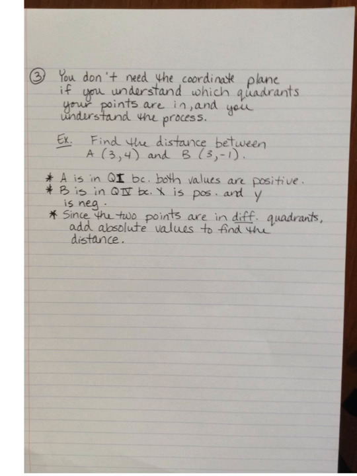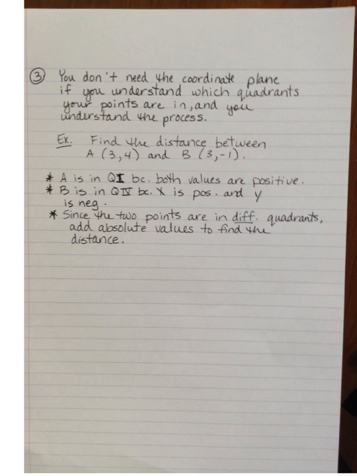To find the distance between A and B, when A is +3, +4, and B is +3, -1, I'm going to figure out a few things. First, A is in quadrant 1 because both values are positive. B is in quadrant 4 because x is positive and y is negative. Since the 2 points are in different quadrants, I'm going to add the absolute values to find the distance.